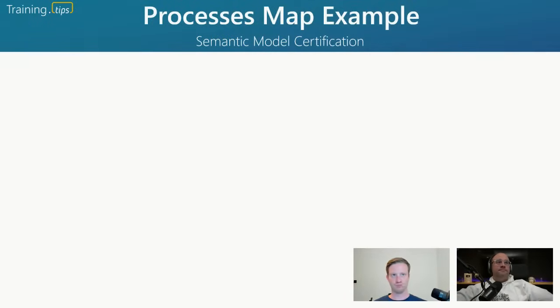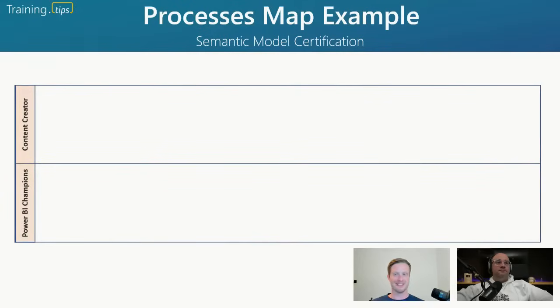So the first thing you want to do is create the swim lanes. And for the certification process, there's going to be two people involved. We're going to have the content creator and the Power BI champions. Now, this might be different for your company. It can be very different depending on the size and the type of people, the type of resources you have.